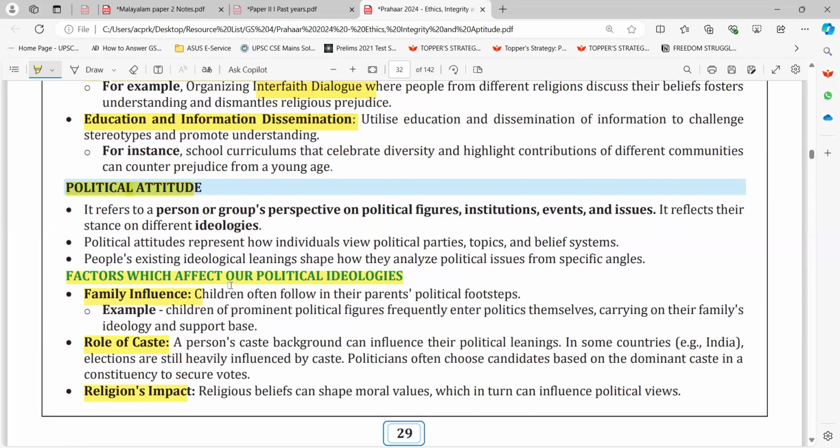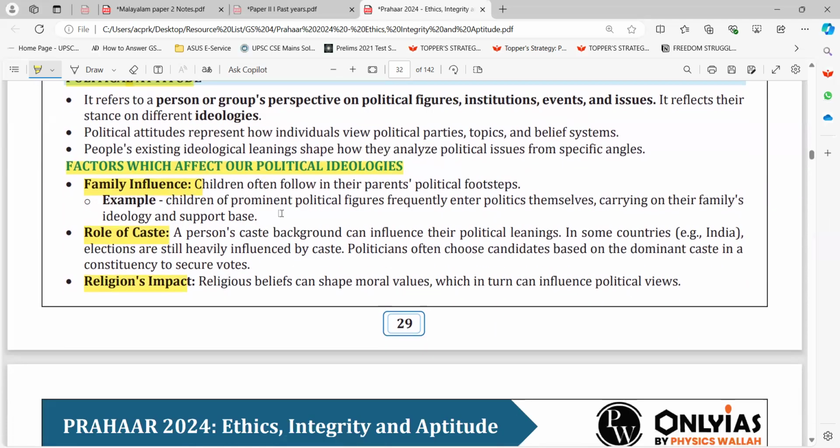Family influence. Children often follow in their parents' political footsteps. Example: children of prominent political figures frequently enter politics themselves, carrying on their family's ideology and support base.